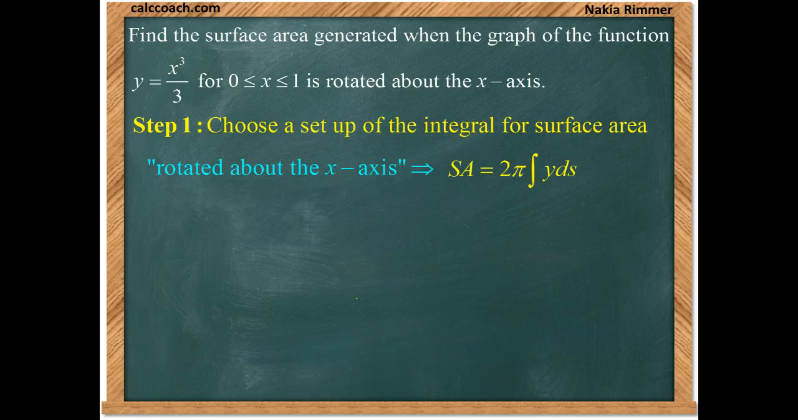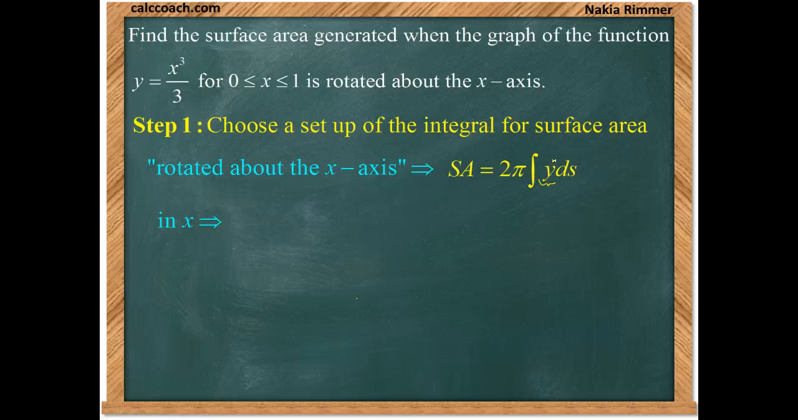2 pi times the integral of y ds. It's because y is the radius. Now, we have a choice. We could do this integral in x, or we could do it in y. If we do it in x, then the following has to happen.